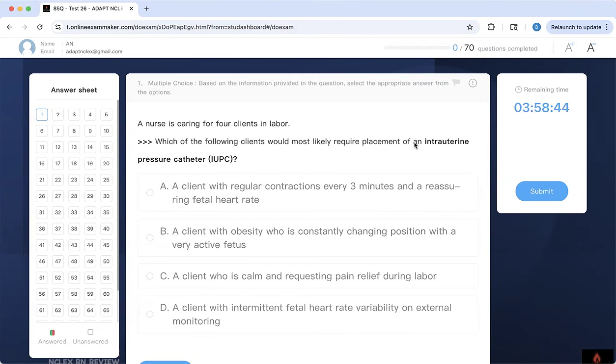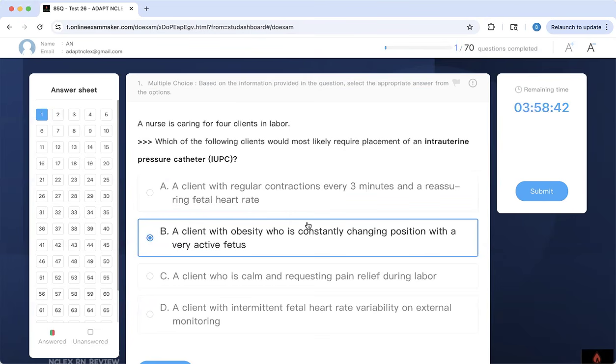I can tell you the right answer is B. Every time you see intrauterine pressure catheter, we use it. Usually we don't use it, but we use it if the mommy cannot stay still, moving around most of the time, changing position or walking around. The pressure measurement will be affected. Therefore, we need to do something that is accurate, and we're going to use intrauterine pressure monitoring.